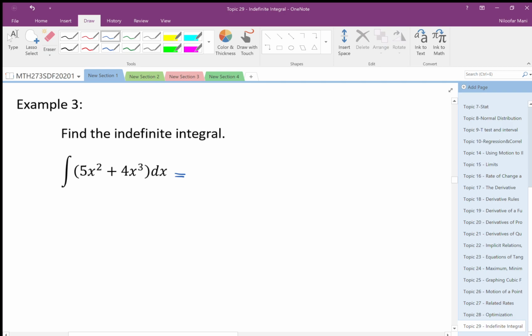Okay, plus. Yes, I can do this. 5x squared dx plus the integral of 4 times this. Remember, if I add 2 of these, I have to add dx as well. Equal. Step by step.